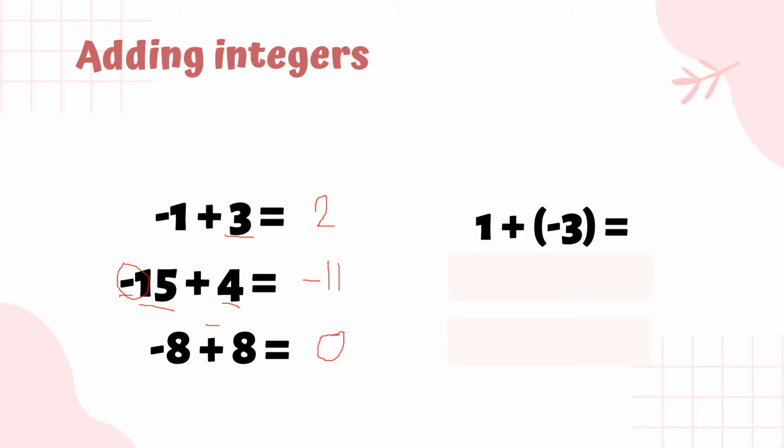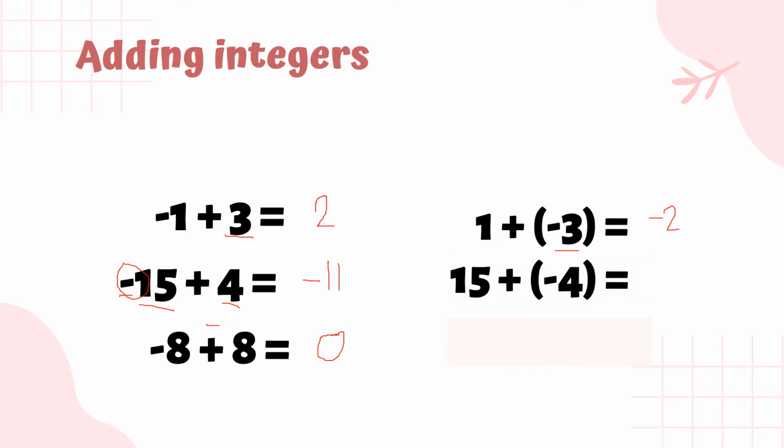Another one, 1 plus -3. So they have different signs. So, simply subtract 3 minus 1 is 2. Mas mataas po ang value ni 3 and si 3 po is negative. So, that's why the result is -2.